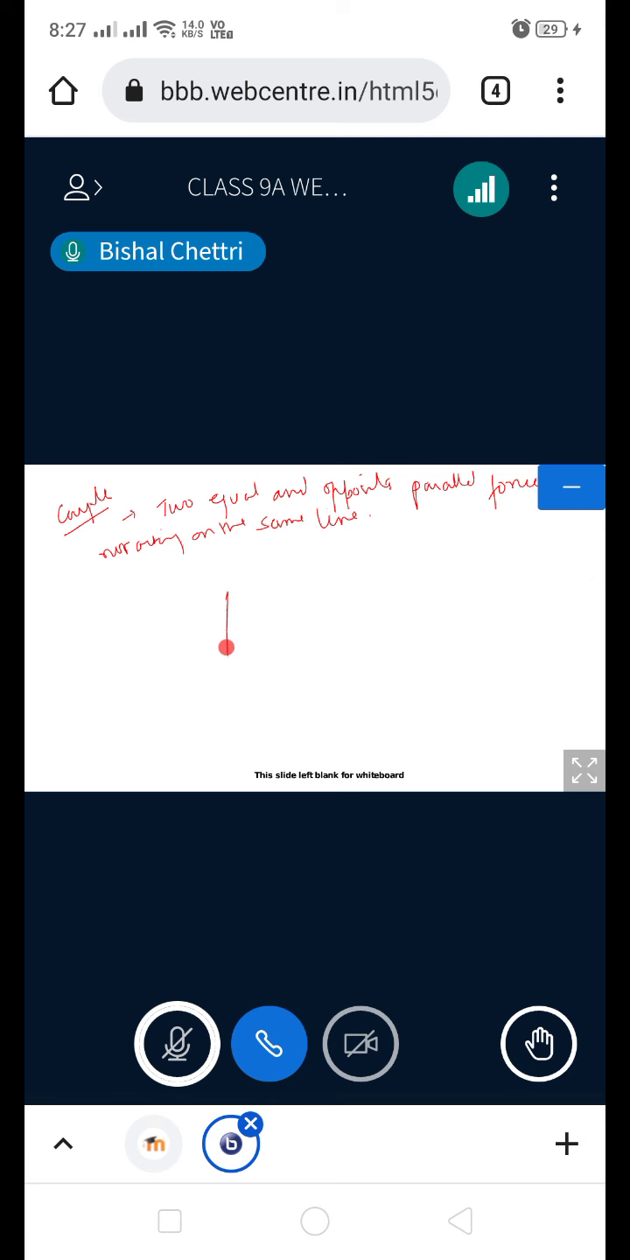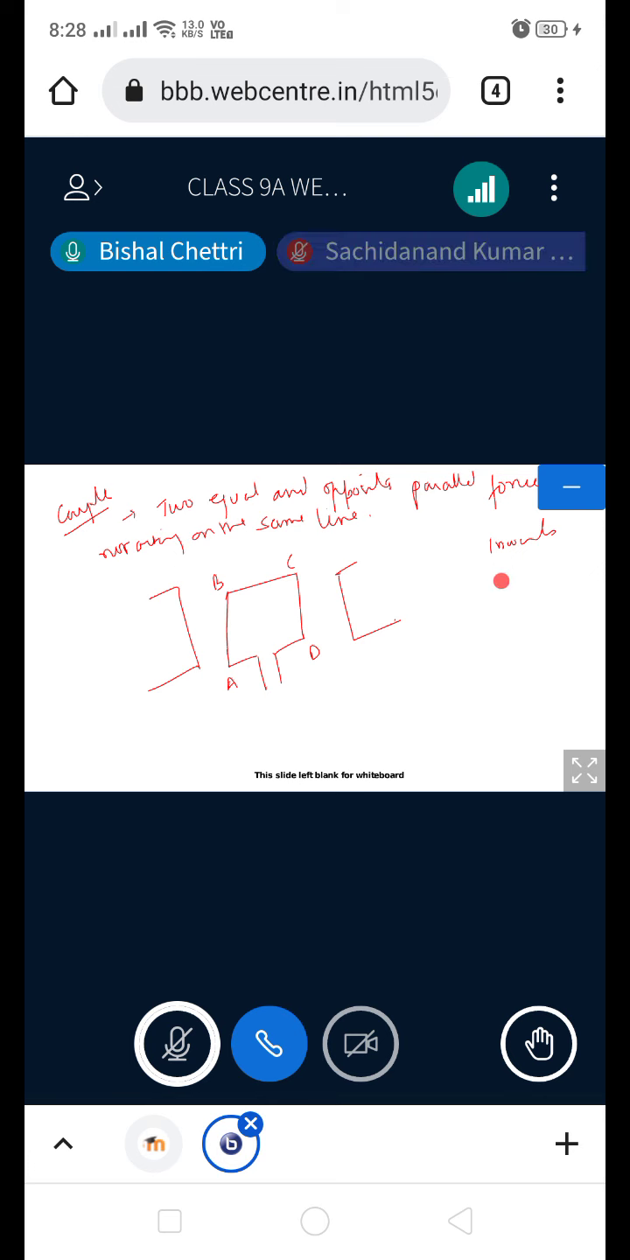Correct. So in a rectangular coil, if this is the rectangular coil and this is the magnetic field, we know that these are the arms A, B, C, D. If in the arm AB the force acts inwards, in the arm CD the force will be acting in which direction? Outwards. So one force is acting inward and another force is acting outward. That means it forms a couple or not?